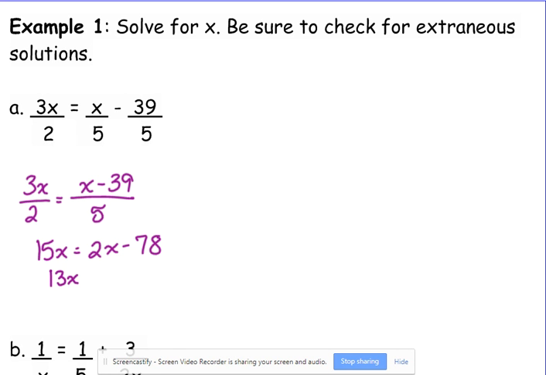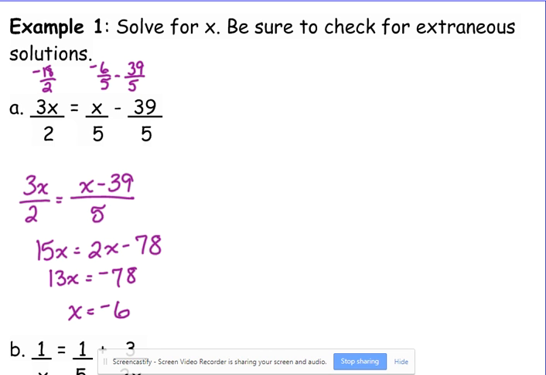So we've got 13x is equal to negative 78. And what is that, negative 6? Yeah, x equals negative 6. Plug it back in. Check it. We got negative 18 over 2, so negative 9 on the left side. Negative 6 over 5 minus 39 over 5.